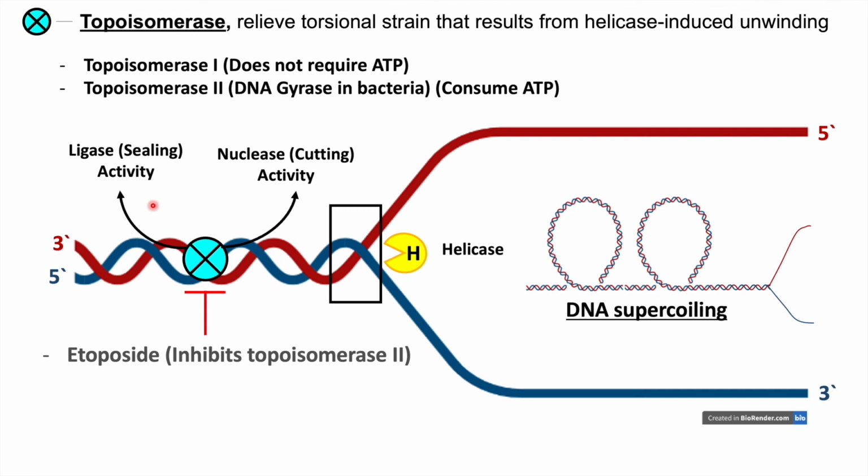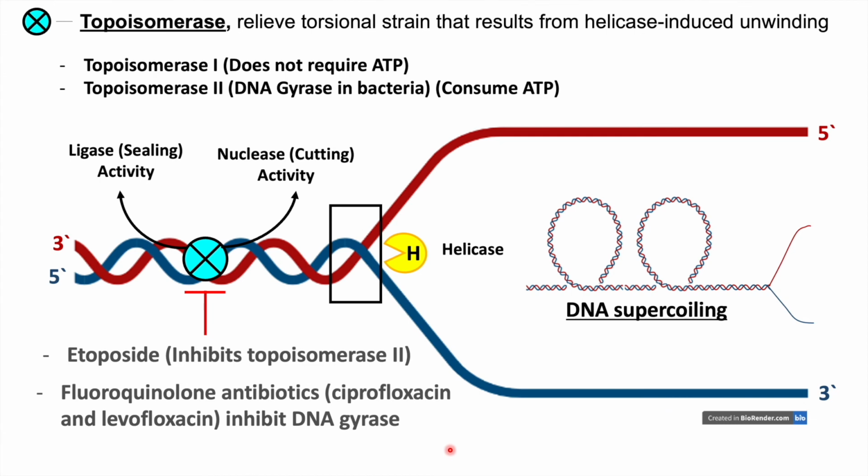Now there is another class of drugs called fluoroquinolone antibiotics. You may have heard of ciprofloxacin, levofloxacin, moxifloxacin, which inhibit the DNA gyrase enzyme in bacteria, and these have been approved to treat various forms of bacterial infections. They work with the same mechanism as etoposide.